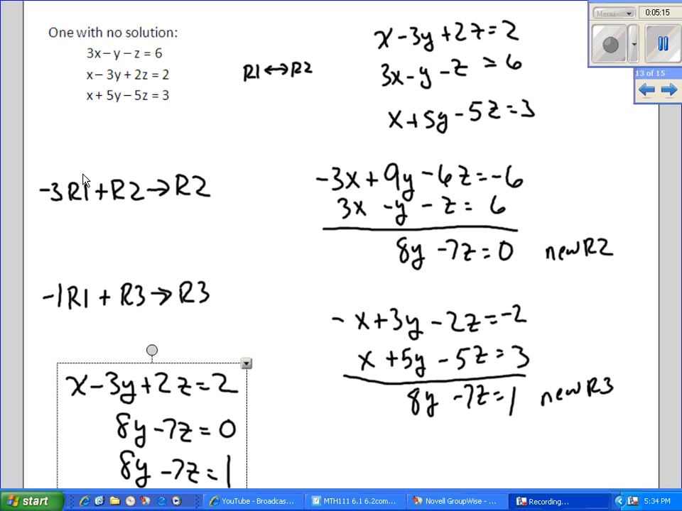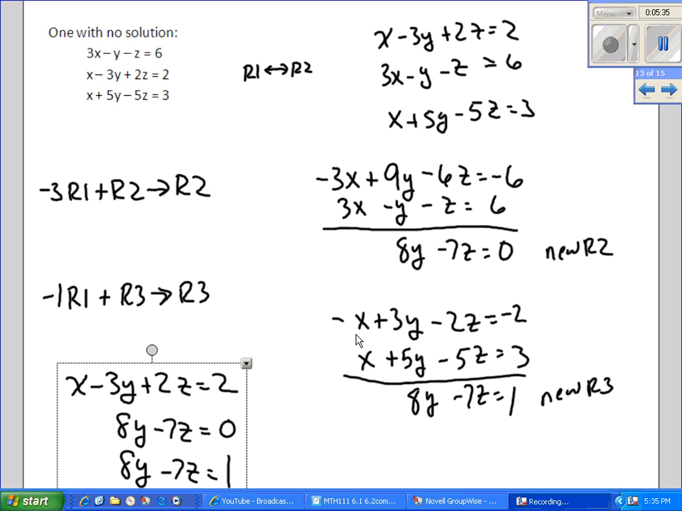So, okay, one thing at a time, sorry. So negative 3 times row 1 added to row 2 is going to be my new row 2. So negative 3 times my original row 1 here will give me this. And here's row 2. Adding them together, I get an equation with just y and z. That'll be my new row 2.